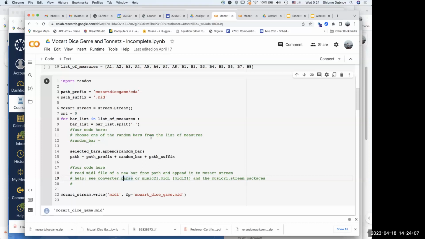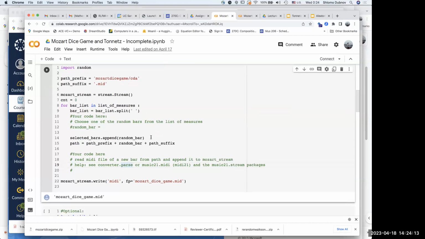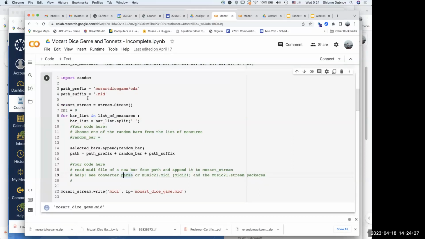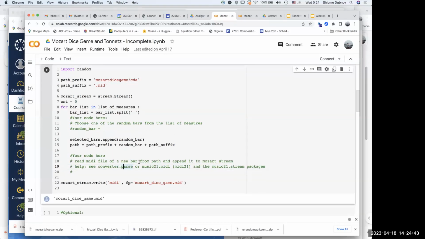Okay, so you create a stream, you read the MIDI file into that stream, and then you can append, same way as this selected bars here, which I think maybe needs to be initialized as an empty string. Same way that you append one list to the other, you also append streams to create a new stream.